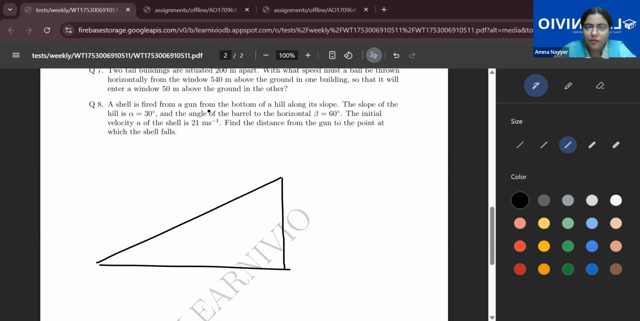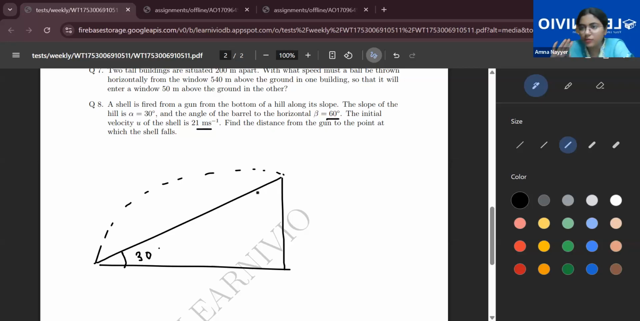It is saying a shell is fired from a gun from the bottom of a hill along its slope. So from the bottom of the hill it is being fired. The slope of the hill is 30 degree, means this is equal to 30 degree. Okay. And the angle of the barrel to the horizontal beta is 60 degree. The initial velocity is given. Find the distance from the gun to the point at which the shell falls. So basically, you have to get the range of motion for an inclined plane.